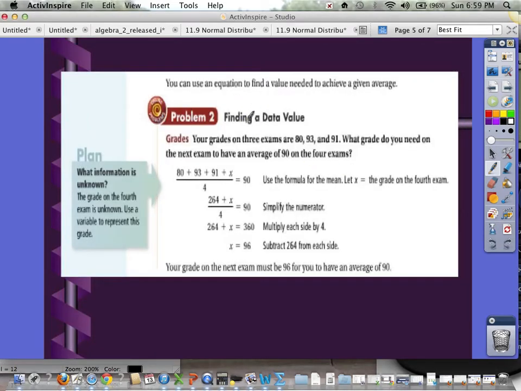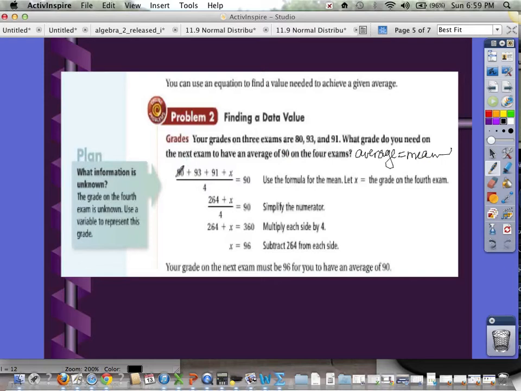Problem number 2, they want you to find a value. Well, suppose your grades on 3 exams are 80, 93, and 91. What grade do you need on the next exam to have an average or a mean? Average is the same thing as mean. Average equals mean. Okay, if you wanted to have a mean of 90.